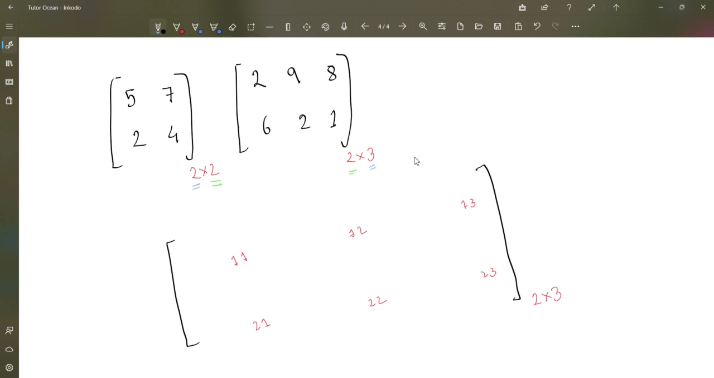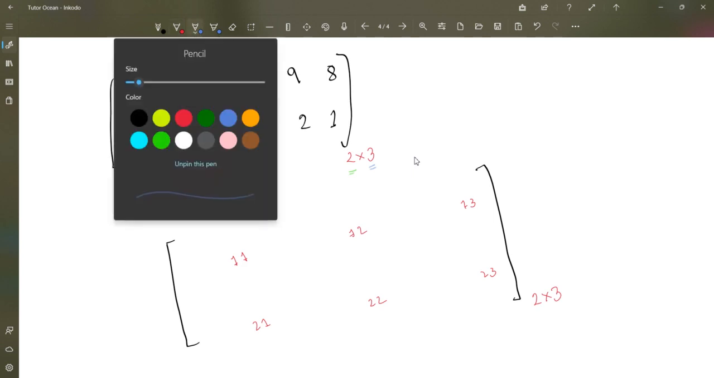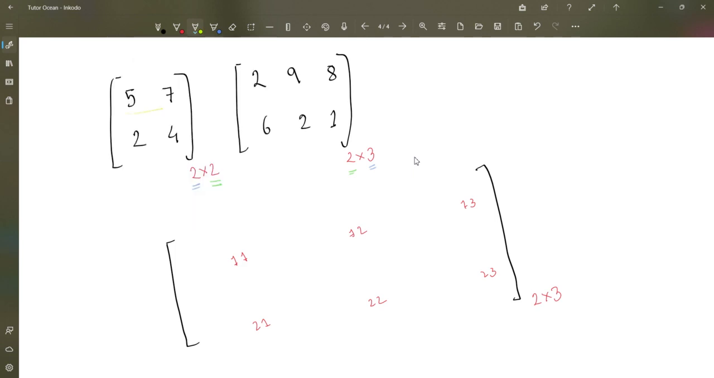1, 1. As I said previously, we'll take the rows from the pre-matrix and the columns from the post matrix. 1, 1: first row, first column. First row from pre-matrix, first column from post matrix. So we'll be selecting the first row and first column.